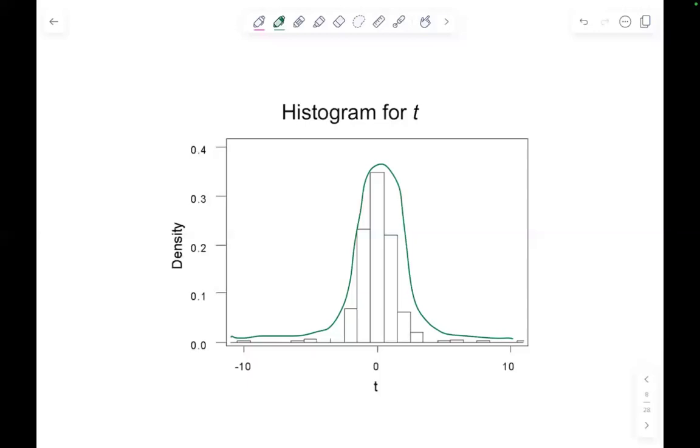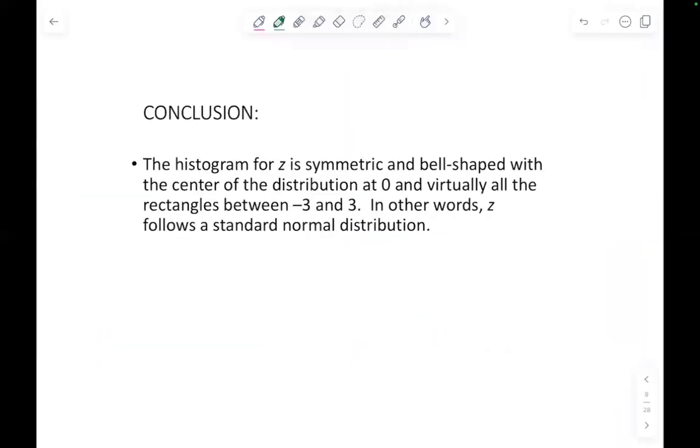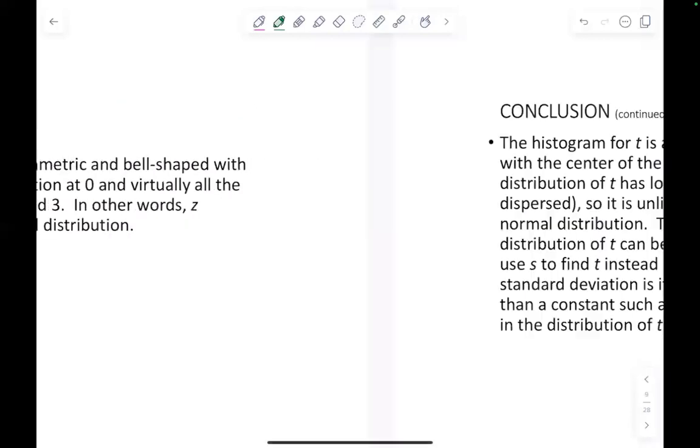Don't worry, I'm not going to be requiring you to make histograms. So the histogram is symmetric and bell-shaped. Our center of distribution is at 0. Almost everything is between -3 and 3. So it follows basically a standard normal distribution.